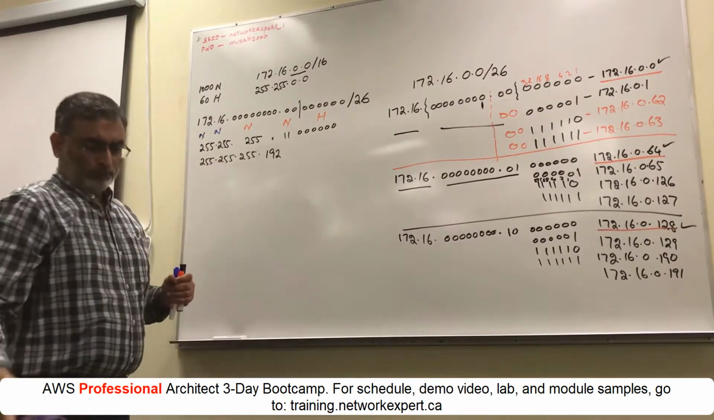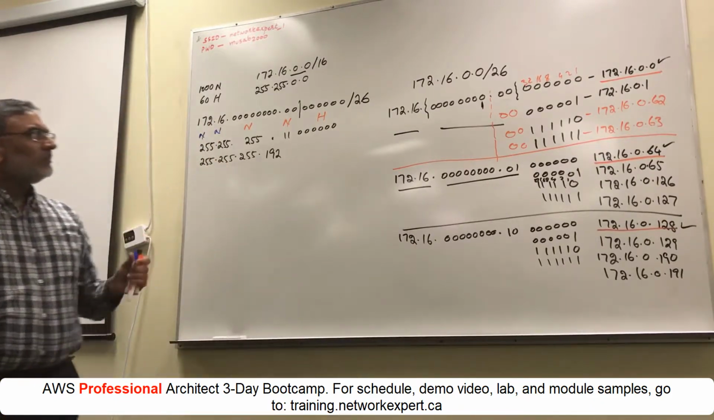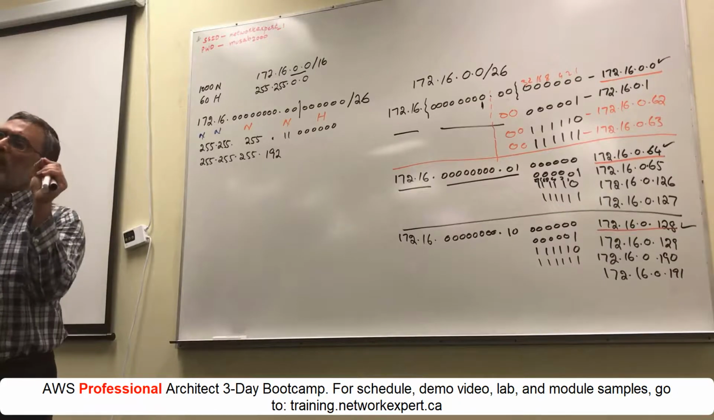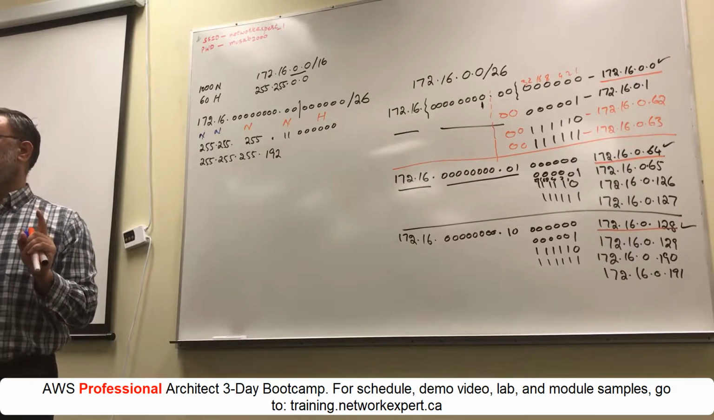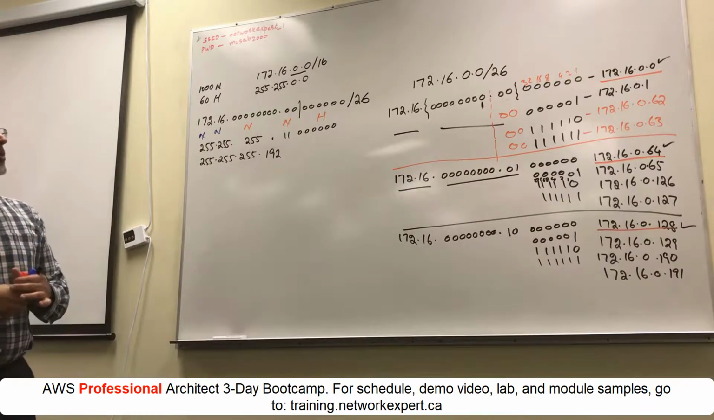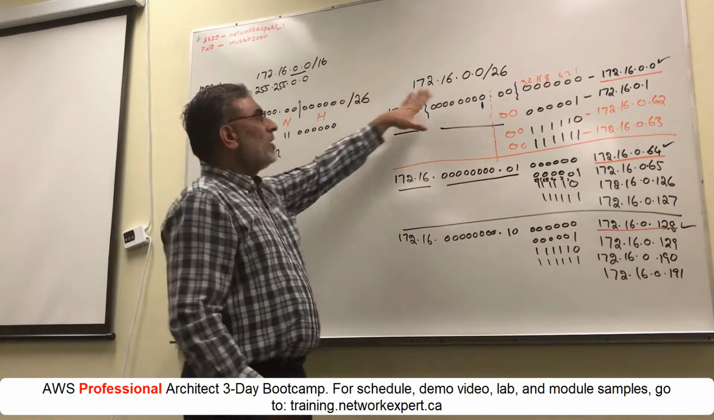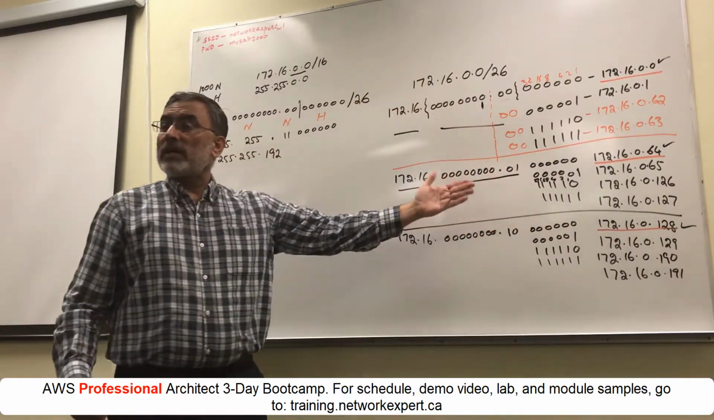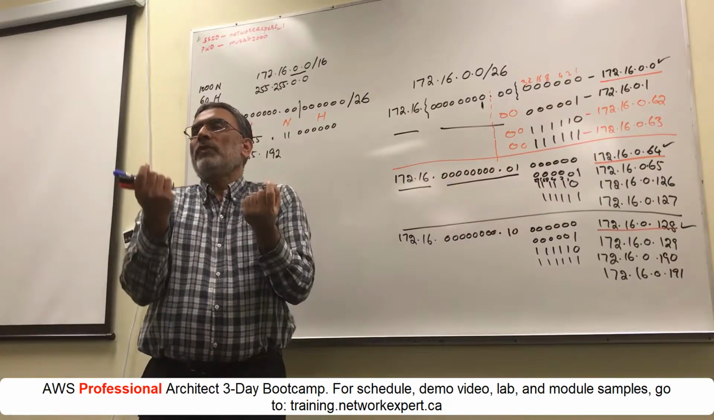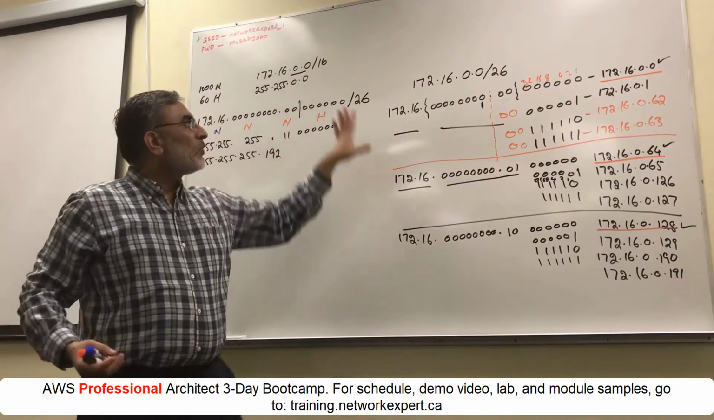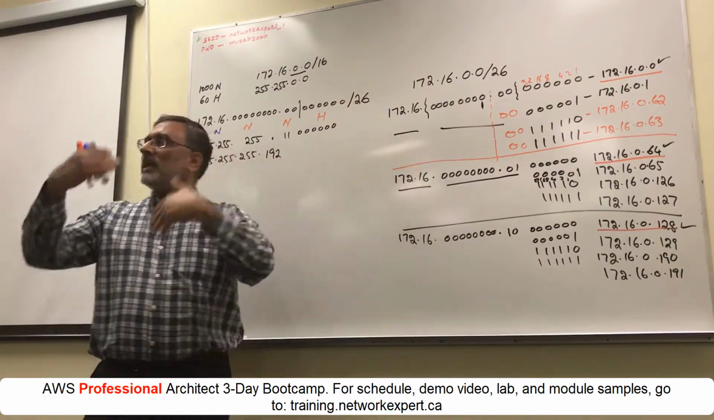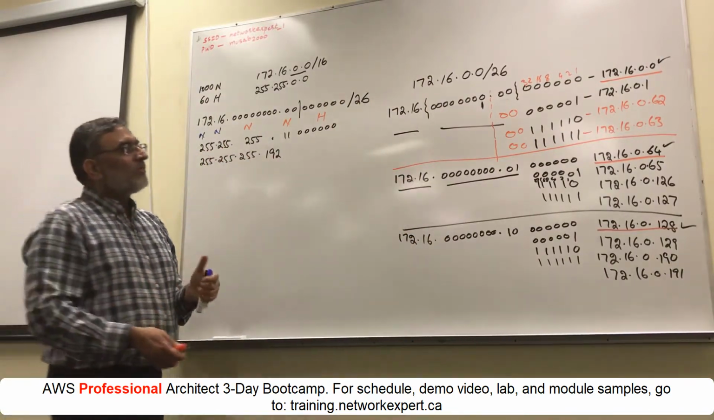So the requirement is that we have point-to-point links where we need just 2 valid IP addresses. I don't want to waste, which means I can use one of these network addresses as well, but I need just 2 valid IP addresses. Here we have 62 valid IP addresses. So I can take one of these networks and break it down further.